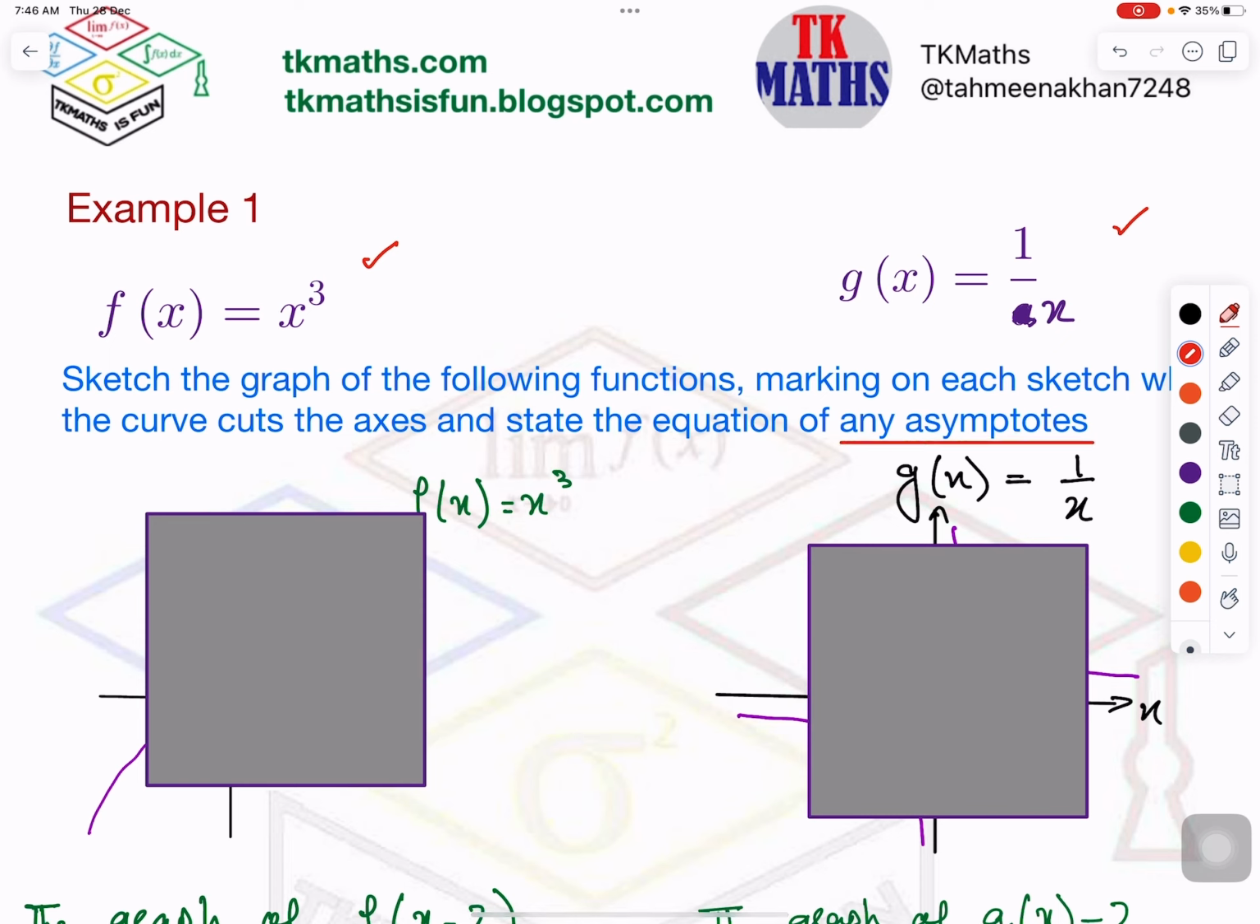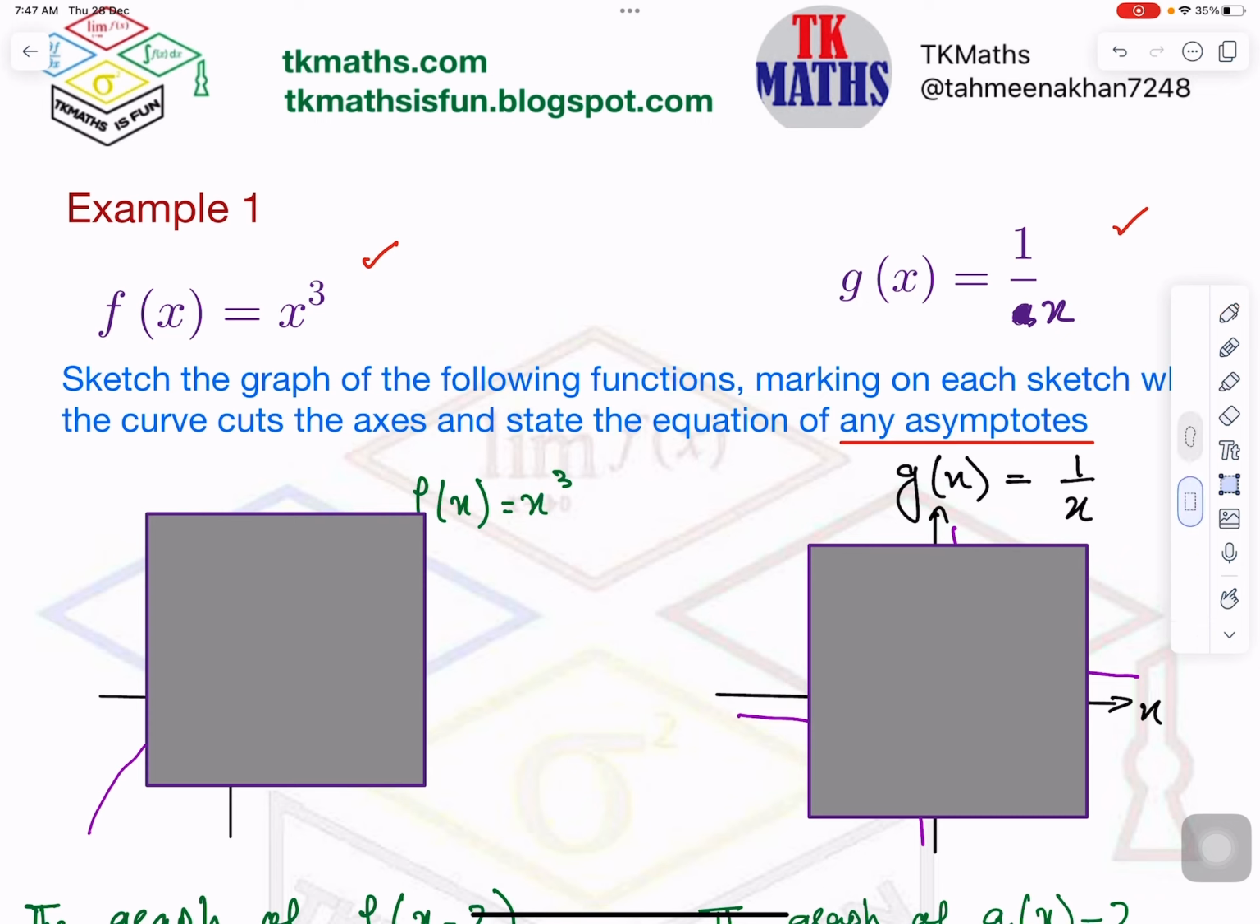Asymptote is a horizontal or vertical line. We are not talking about slant lines at this level in A level maths. We are only talking about horizontal and vertical asymptotes, right? So an asymptote is a line towards which the graph is trying to approach, but it never touches it. So we will tell that equation also in it.